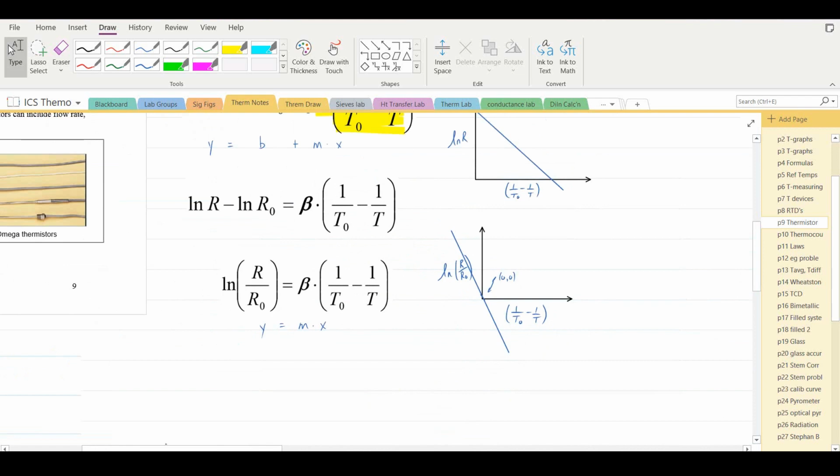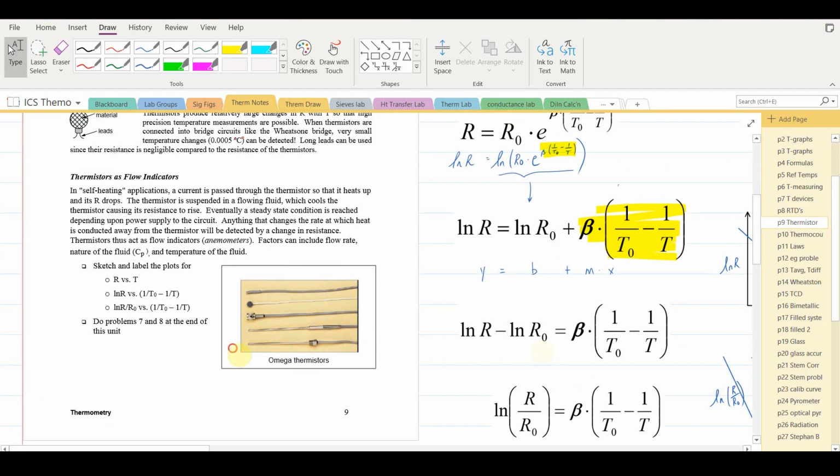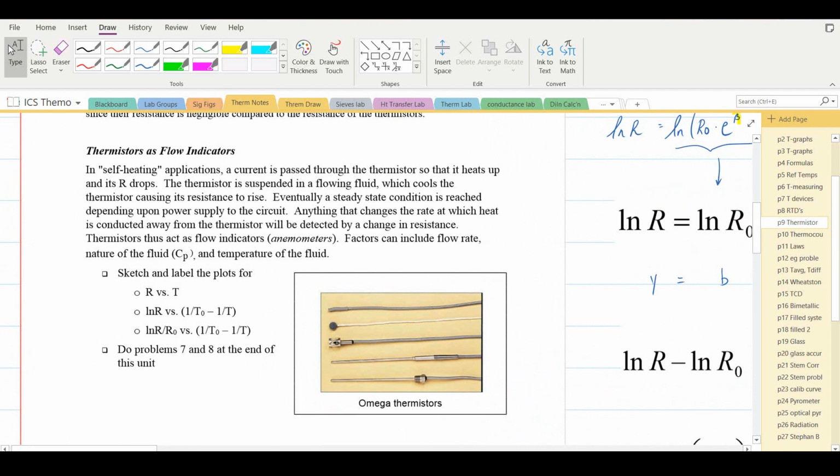So we can handle that quite easily. On our calculators, we can do regression with it. Easy to handle. There's one application here I want to mention before we leave this. Thermistors can actually be used as flow indicators as well as temperature sensors and temperature controllers. Now the last unit in this course deals with flow measurement, but it presents itself here, so let's talk about it for a minute.